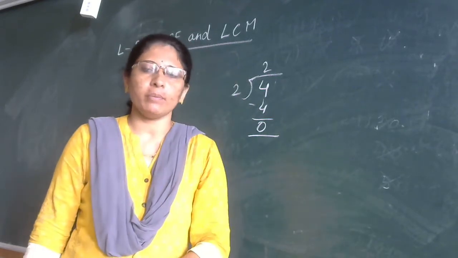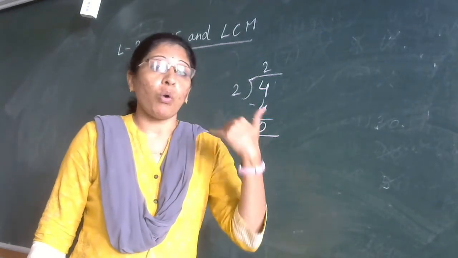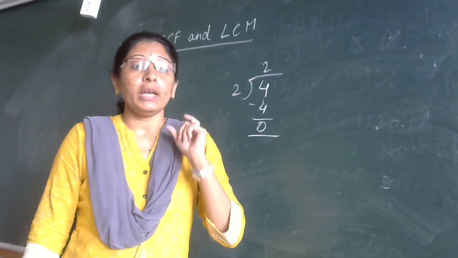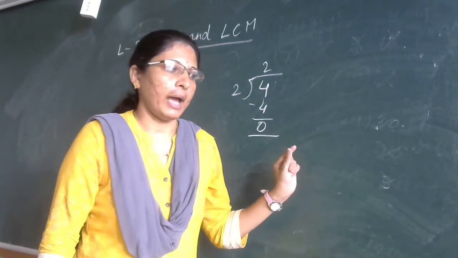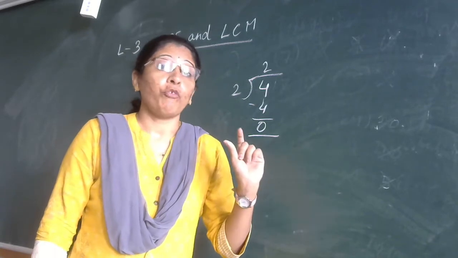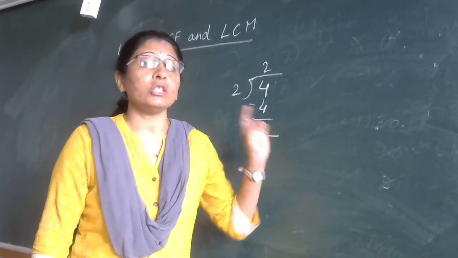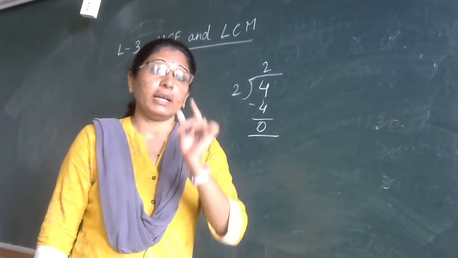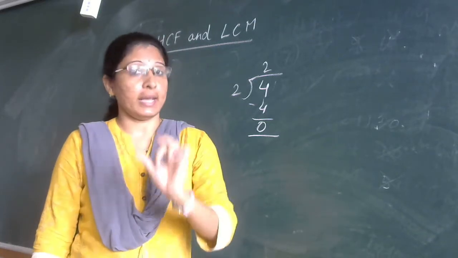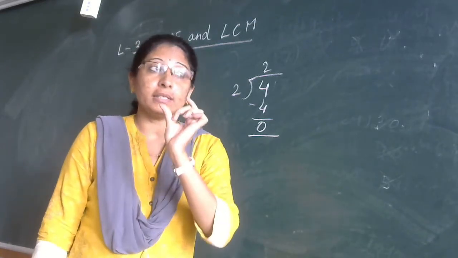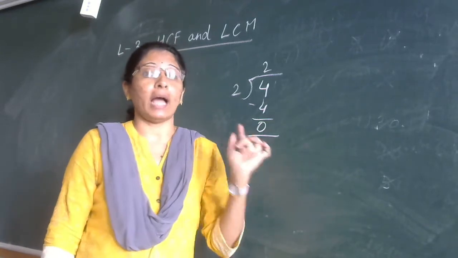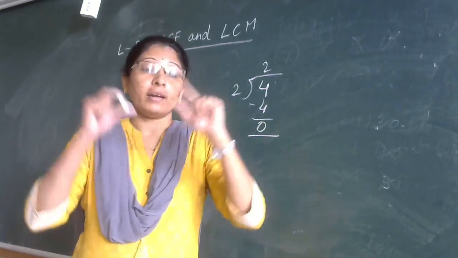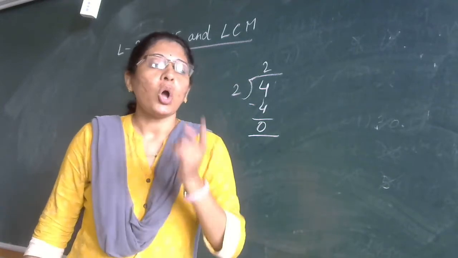So long division method we have to follow. To avoid that, we can use the shortcut method, that is HCF, and for HCF and LCM we need this. So that shortcut method is divisibility test. By knowing this test, we can easily find out that that large number is divisible or not.